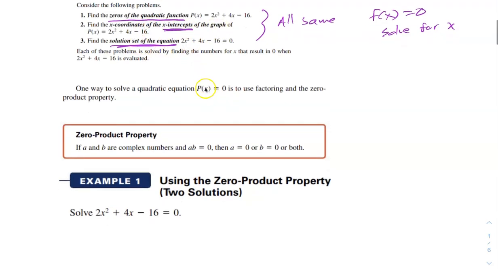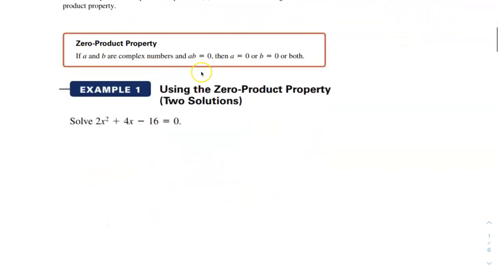Now, how do we solve it when we set our function equal to 0? That's when we use the zero product property, which just says if you have two things being multiplied together that equals 0, that means either the first one equals 0, or the second one equals 0, or they both equal 0. And then how do we turn an equation like this into that? We do this by factoring.